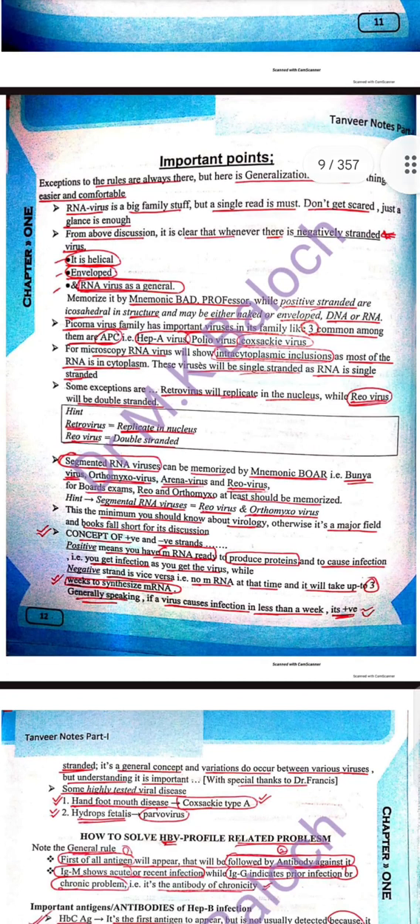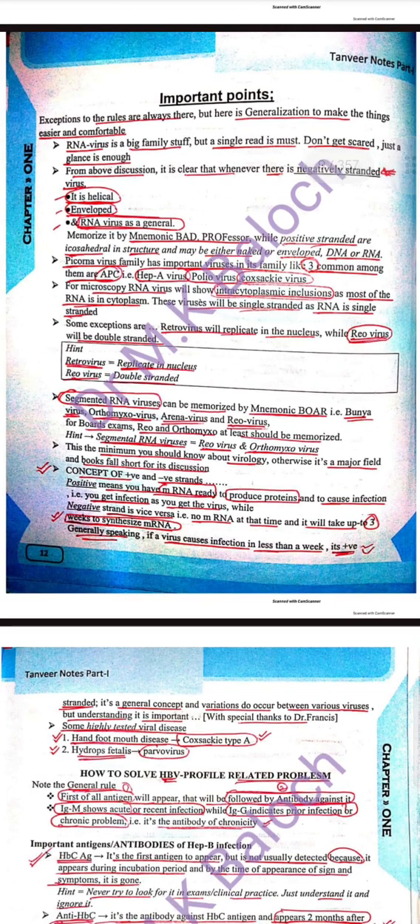So here we got a point. If it is causing disease in less than a week, it's positive. Why positive? Because you already have messenger RNA, so it produces proteins and causes infection. When we get the virus, we get the infection. It's a general concept and variation does occur between various viruses, but understanding it is important. Okay. Some highly tested viral diseases.